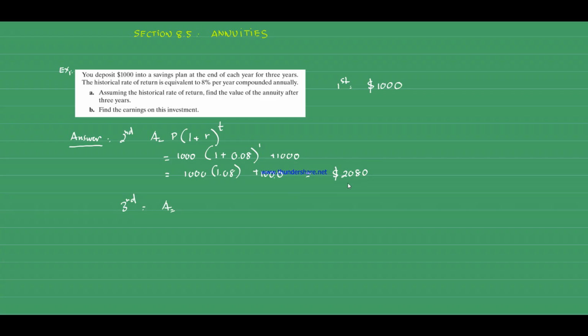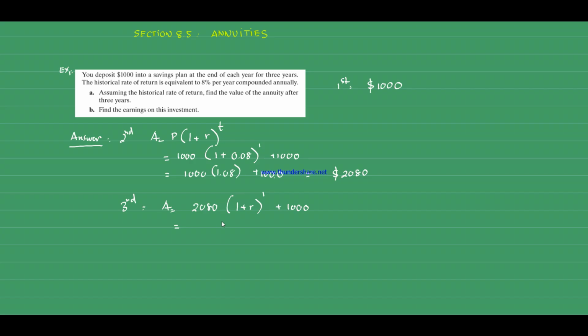This is the new value we have to compound: 2080 times (1 + R) raised to the 1, after only 1 year. And don't forget that you have to pay premium on the third year too, so you have to add one more $1,000. You see that every year we have to pay a premium of $1,000.